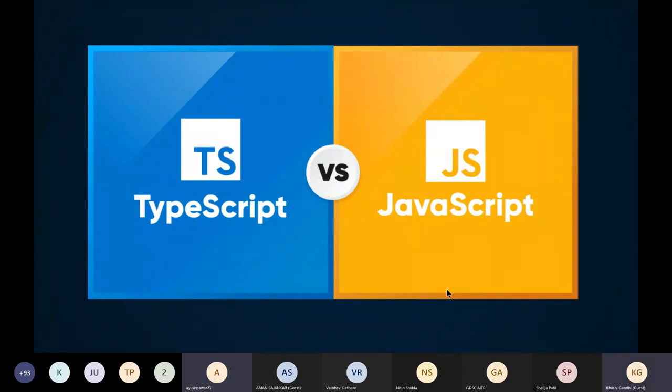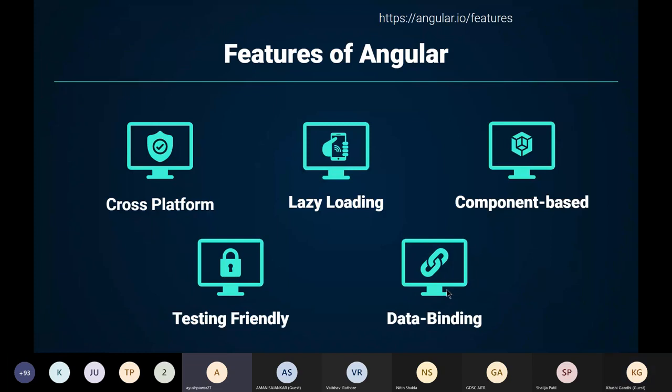Next, if we talk about features of Angular, first of all, it is cross-platform. It is cross-platform and compatible with multiple browsers. An Angular application can typically run on all browsers, for example, Chrome and Firefox, and different operating systems such as Windows, Mac OS, and Linux.